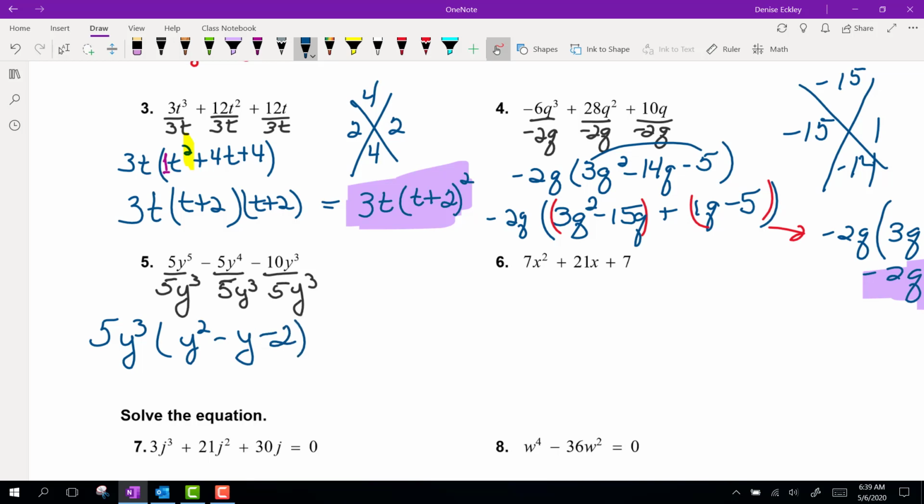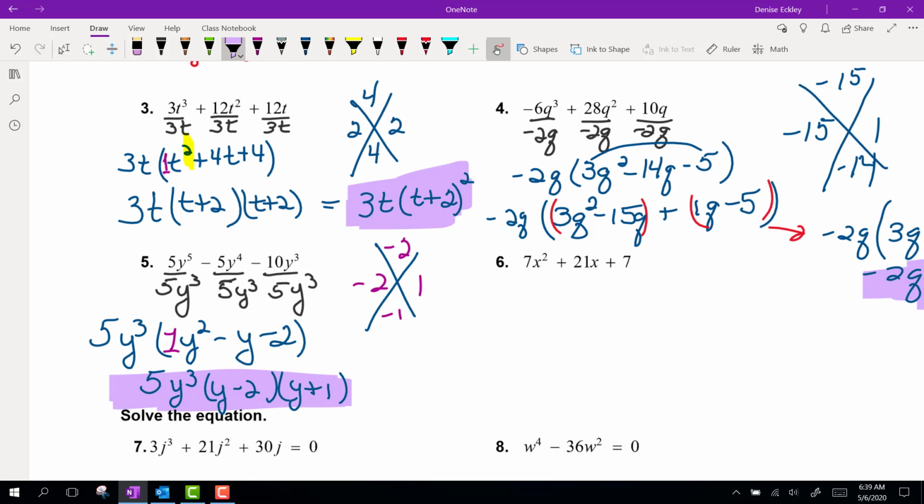Now I have a trinomial in parentheses that's quadratic, so I can go ahead and factor this because there is a 1 in front of the y squared. So I'm looking for two numbers that multiply together give me negative 2, when added give me negative 1. So that's negative 2 and positive 1. So now my polynomial looks like this. So I have y minus 2 and y plus 1, and everything is in simplest form. So there's my answer.